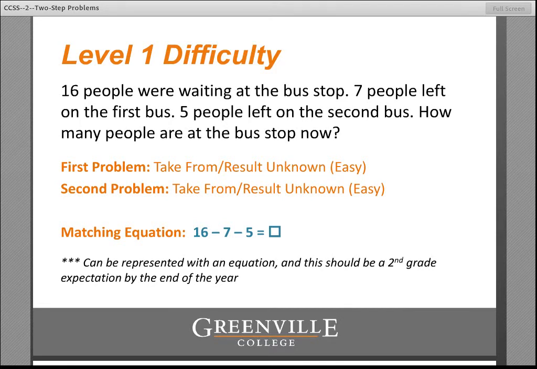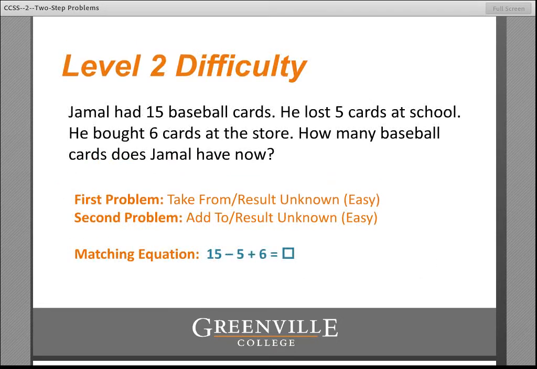Level 2 difficulty is also formed by combining 2 easy problems. But in this case, instead of having the same operation for both, they're opposite operations. In the example you see here, the first problem is a result unknown where we have to subtract, and the second one is a result unknown where we have to add. Again, it's a little harder, but students should be able to come up with a matching equation for this kind of problem by the end of the school year.